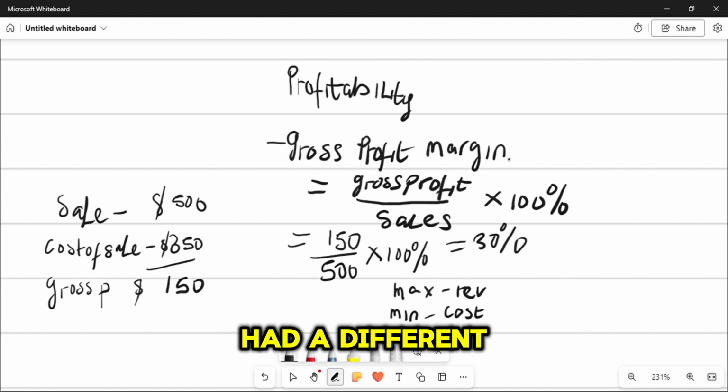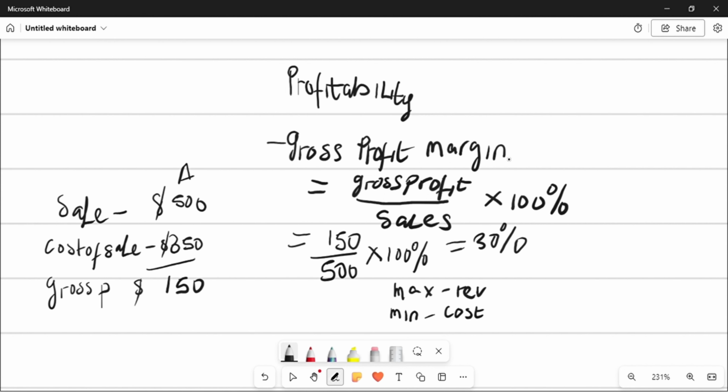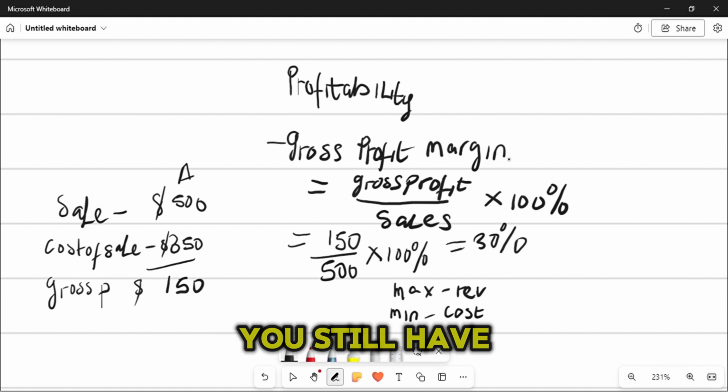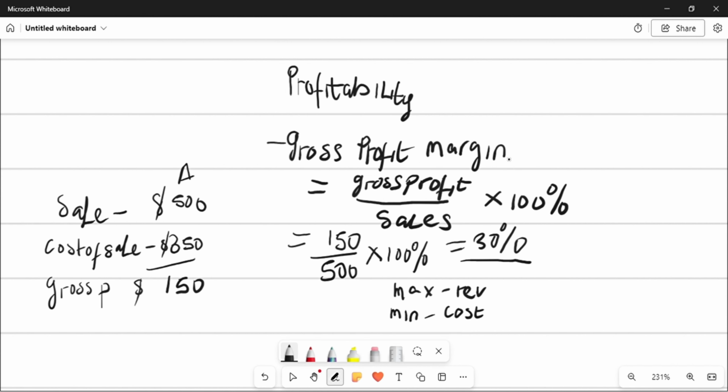So assuming we had a different company, right? And remember I said that ratio analysis is not done alone, it's not done in absolute terms. So even after getting this 30%, you still have to compare it to something else to know if the company is doing good or bad.